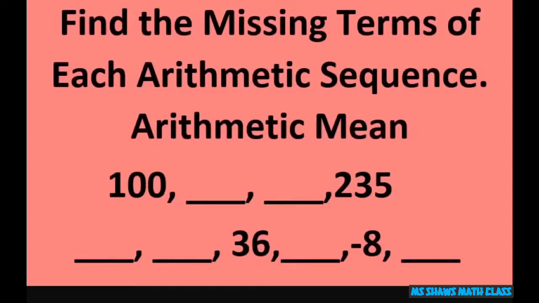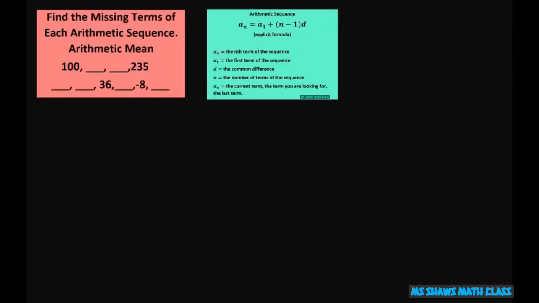Everyone, we're going to find the missing terms of each arithmetic sequence, also known as arithmetic mean. And we're going to do these two problems here. For the first one, we're going to use this formula and look for D. Once we find our common difference, we can just fill in everything.